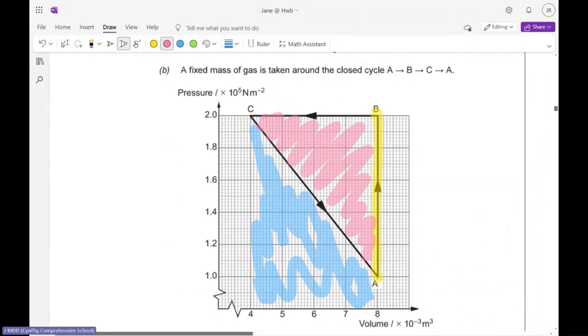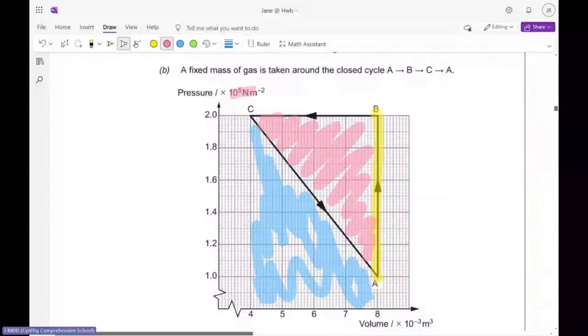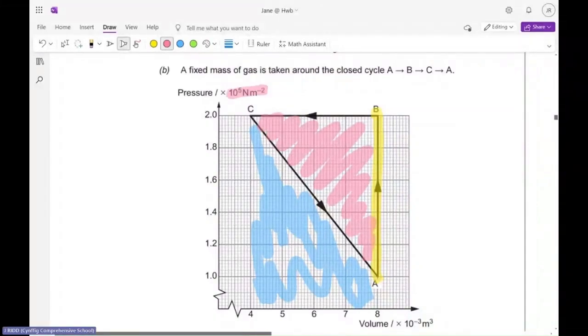Now, I am not going to spend the time working out the area of that triangle. I think we'd be better served if we just moved on. But one thing to note and to be very, very careful of, when you're working out the area of this triangle, is to pay careful attention to the units here. So this is pressure times 10 to the 5 newtons per meter squared. And then down the bottom here, we've got volume times 10 to the minus 3.